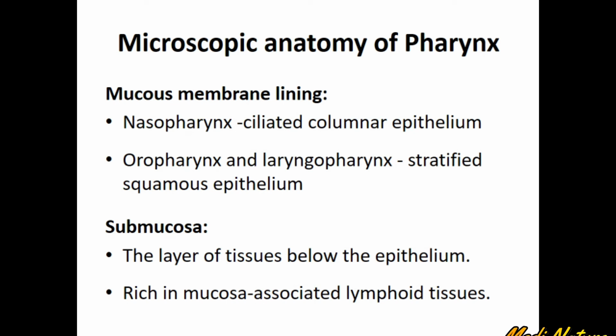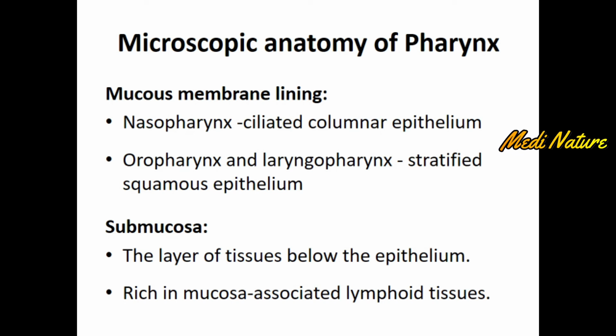But the oropharynx and laryngopharynx are common for both food and air passage. As food is much rougher content, it is lined with stratified squamous epithelium as there is frequent wear and tear as you eat your food. That is the difference between the nasopharynx and the other two parts of the pharynx.